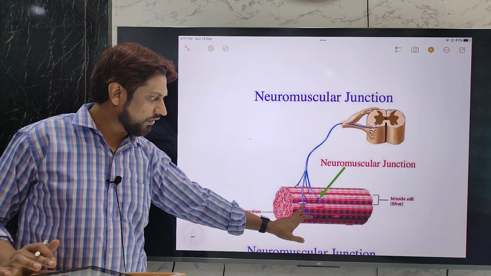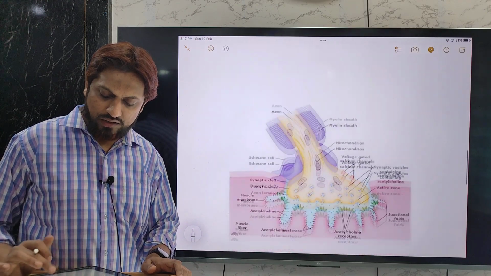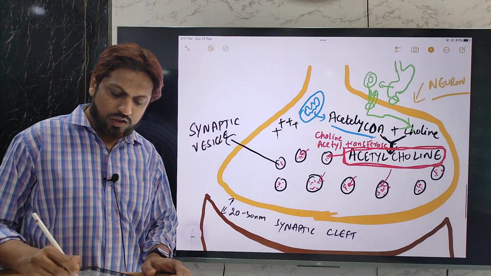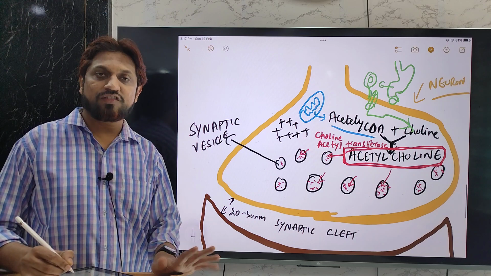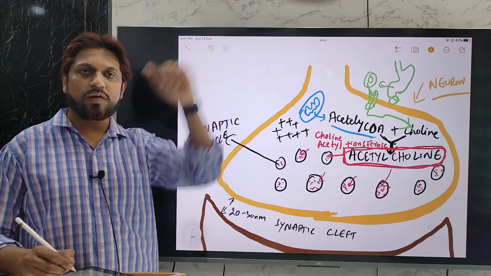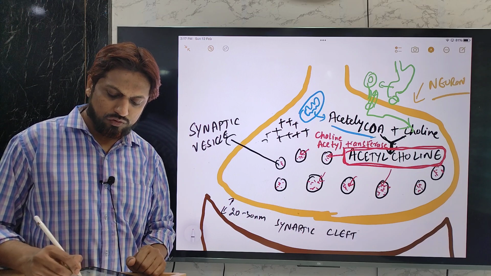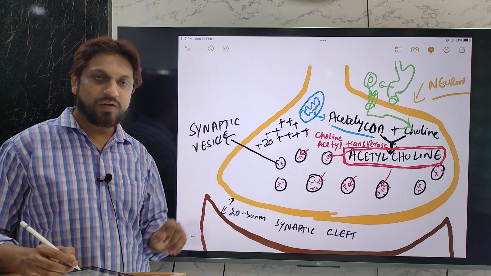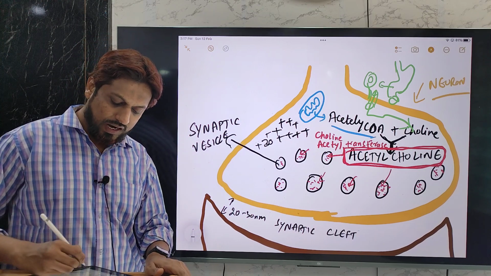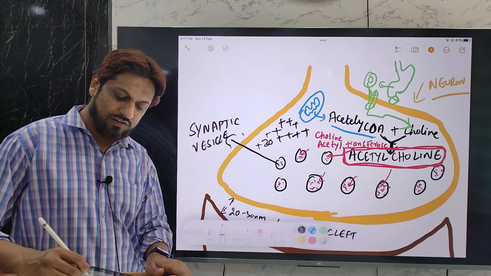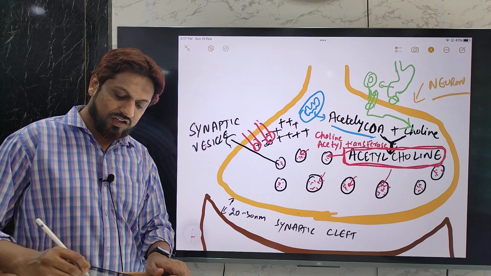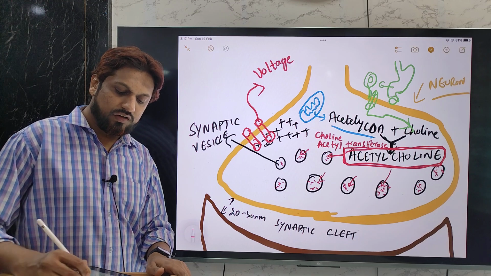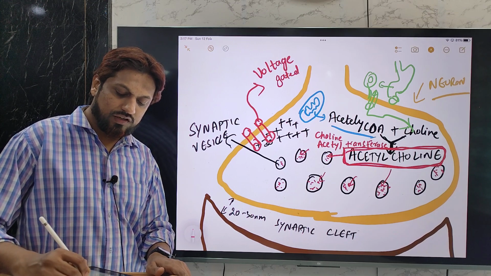Depolarization current passes to this terminal ending. The nerve has a resting membrane potential of minus 70 millivolt, and it reaches around plus 35 millivolt. When it reaches around plus 30 millivolt, on the membrane of the neuron at the terminal ending there are very specialized channels known as voltage sensitive or voltage gated calcium channels.